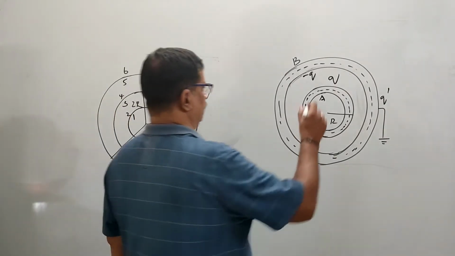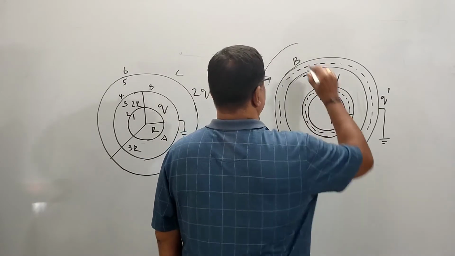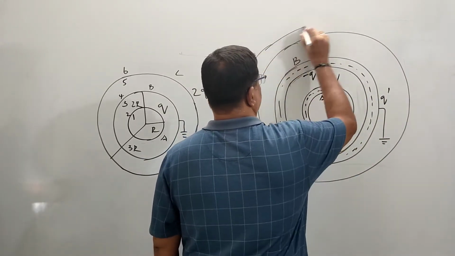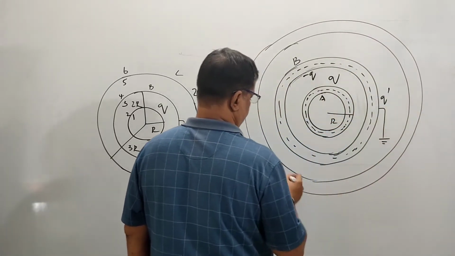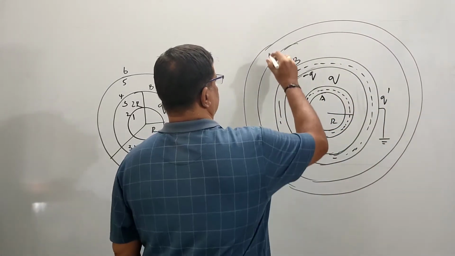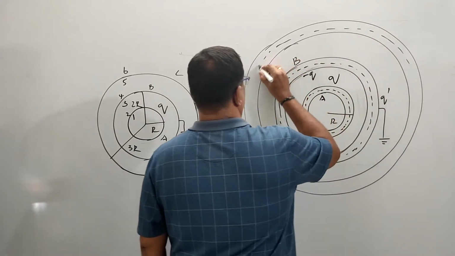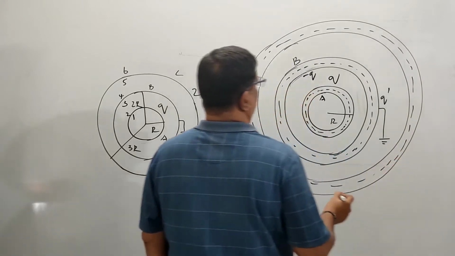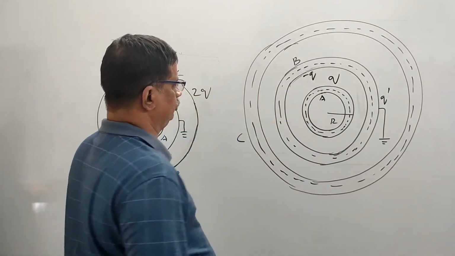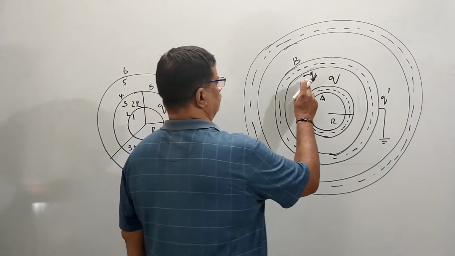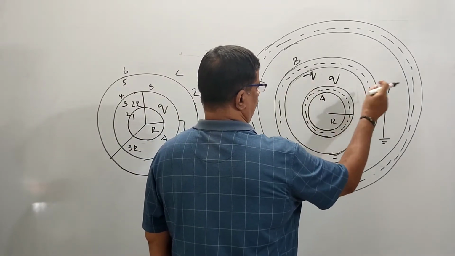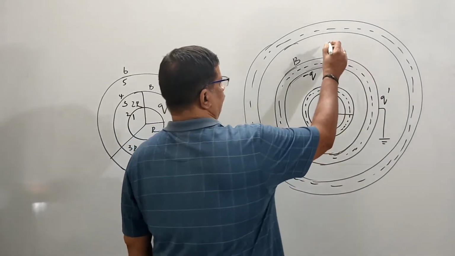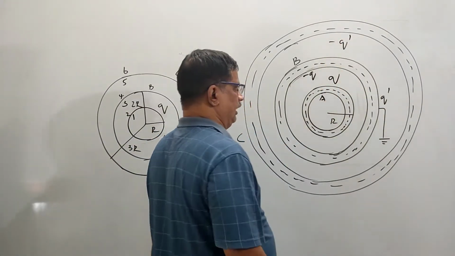So now let us consider the third shell C. This is our third shell, and it also has got two surfaces. So I will draw a Gaussian surface through this. Clearly the net charge enclosed by the Gaussian surface has to be 0. Already you have a charge Q dash appearing on the outer surface of B. So here on the inner surface of C you must have a charge of minus Q dash.